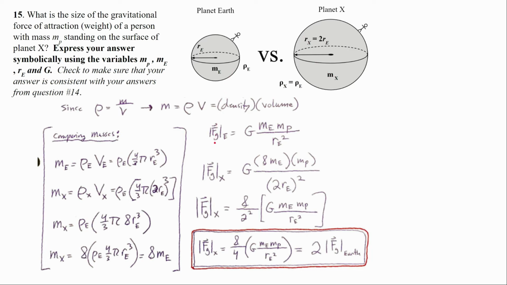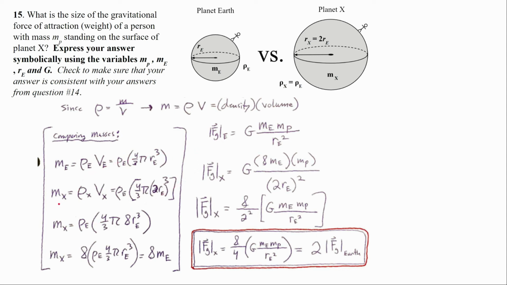If we want to figure out the size of the gravitational attraction on planet X, we just need to use our universal gravitation equation. So the gravitational force of attraction between the person and the planet is big G times the mass of the planet times the mass of the person divided by the radius of the planet squared, right? The radius of the planet is just twice the Earth's radius, so we can put in 2 times RE. Now, we'd first plug in just mx, but we need to put that in terms of the Earth's mass.